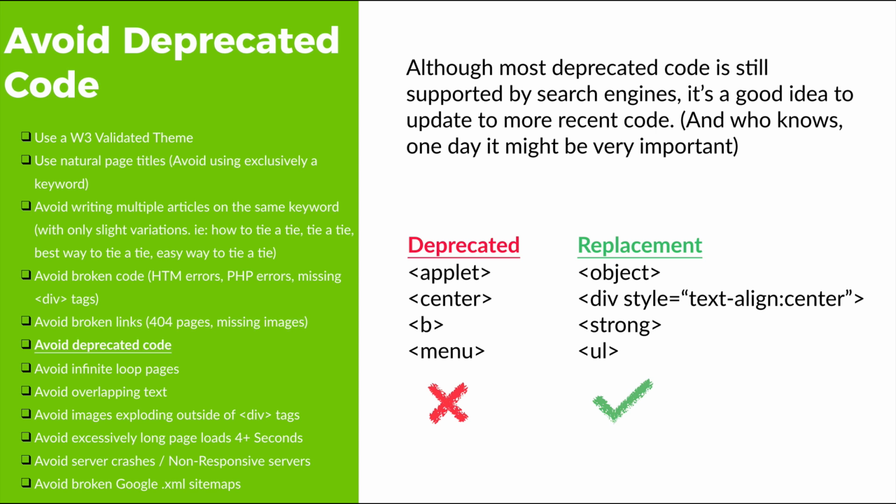You want to avoid deprecated code. Deprecated code is basically code that people have moved on from. They've replaced it. It is no longer being supported. And although most search engines still support really ancient deprecated code, it's still a good idea to update to more modern code, because eventually one day it might be a really important thing where they stop supporting it entirely.